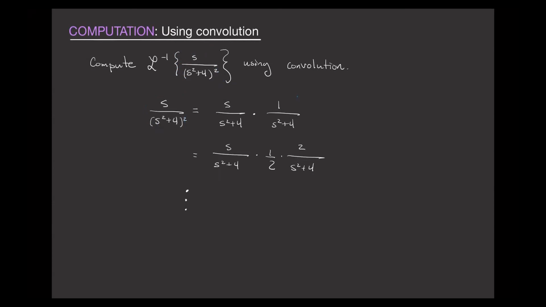We can write it like this, as s over s squared plus 4 times 1 over s squared plus 4. Then we can write this one the same again, but do 1/2 times 2, which is 1, so that we get this form. Then I'm going to write it like this, 1/2 times s over s squared plus 4 times 2 over s squared plus 4. Now I'll write it like so.